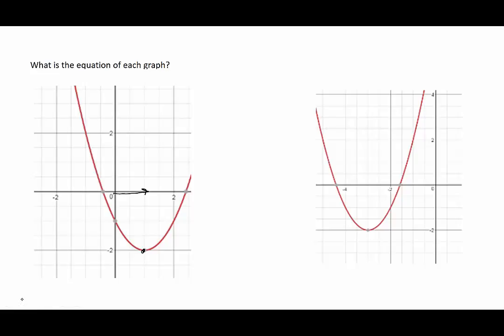So the vertex has been shifted 1 horizontally in the positive direction and 2 down. So positive 1 in the horizontal direction, I do the opposite and I subtract 1. 2 down, I put it at the end and I subtract 2. The next one, please do on your own.